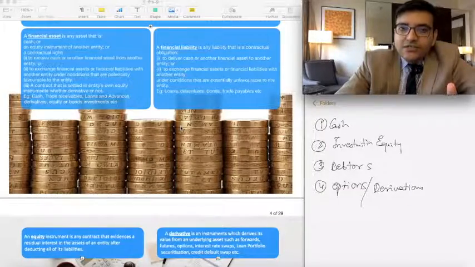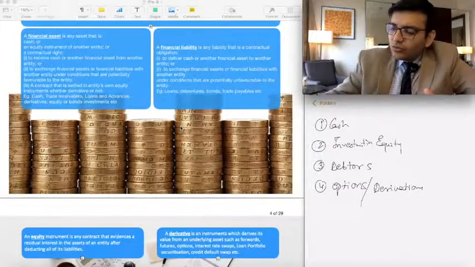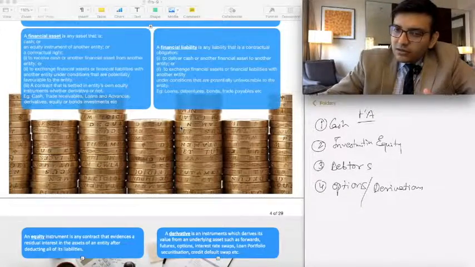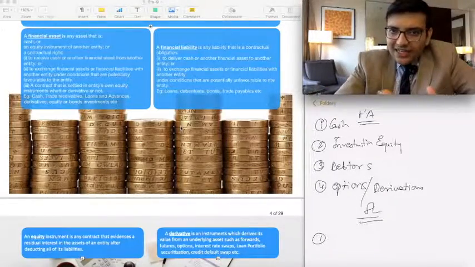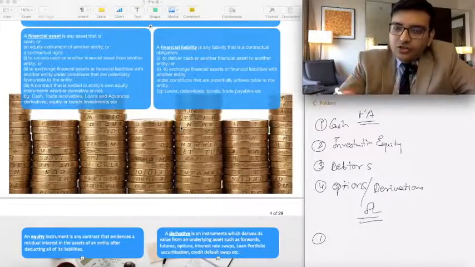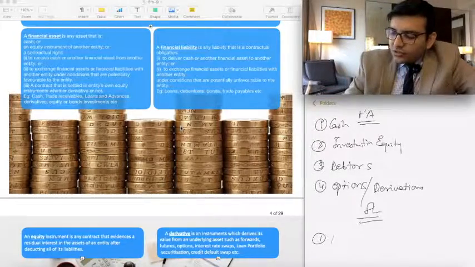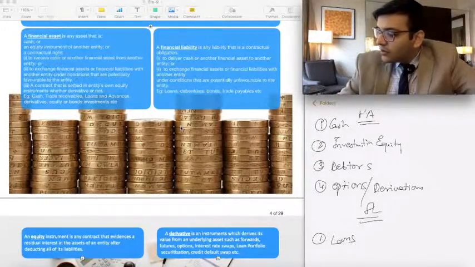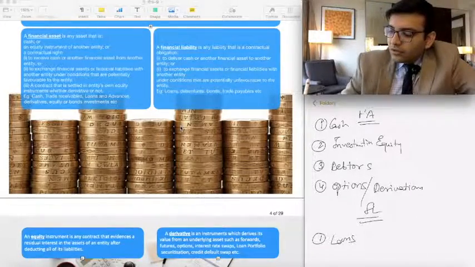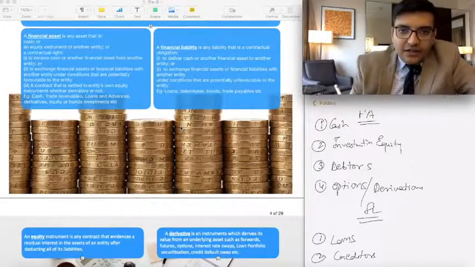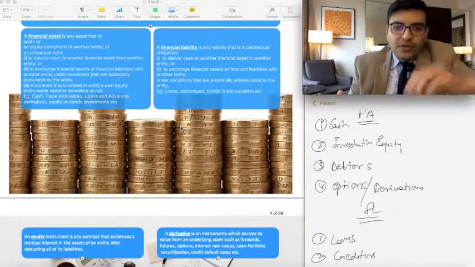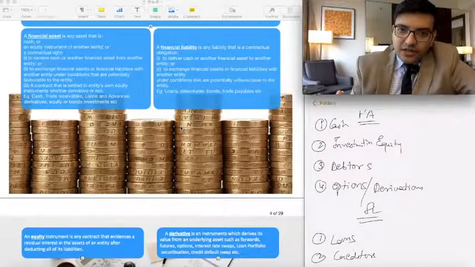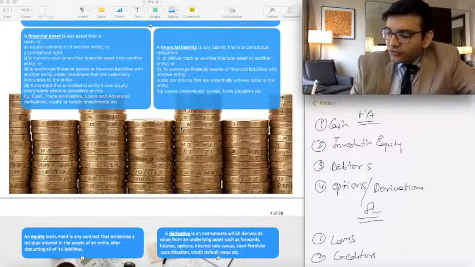Then the third part is what is a financial liability. These were financial assets. Now what is a financial liability? The same definition goes here: any liability that is a contractual obligation to deliver cash. Any loans for which you have to pay cash, creditors, that is also your financial liability. To exchange financial assets or financial liabilities with another entity under conditions that are potentially favorable, this goes for derivatives, right?